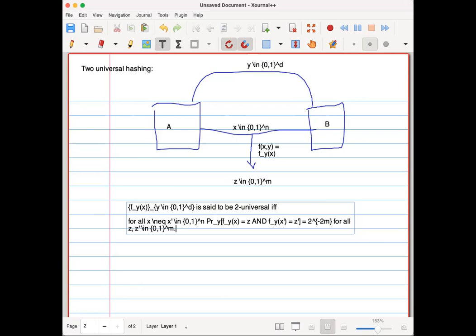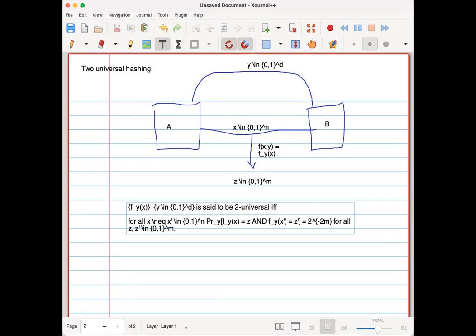So let's parse that. This family of functions f subscript y is said to be a two universal family. Remember, two universal is a property of a family, not a property of one function. It is a two universal family if for all strings x not equal to x prime from the domain, bit strings of length n, I ask what is the output of f subscript y on x, let's call it z, and of f subscript y on x prime, let's call it z prime.